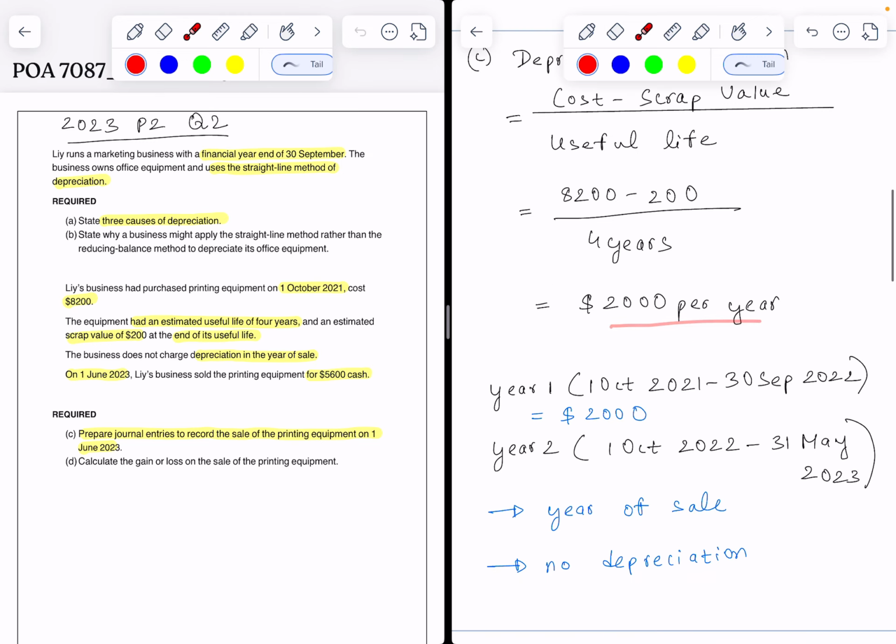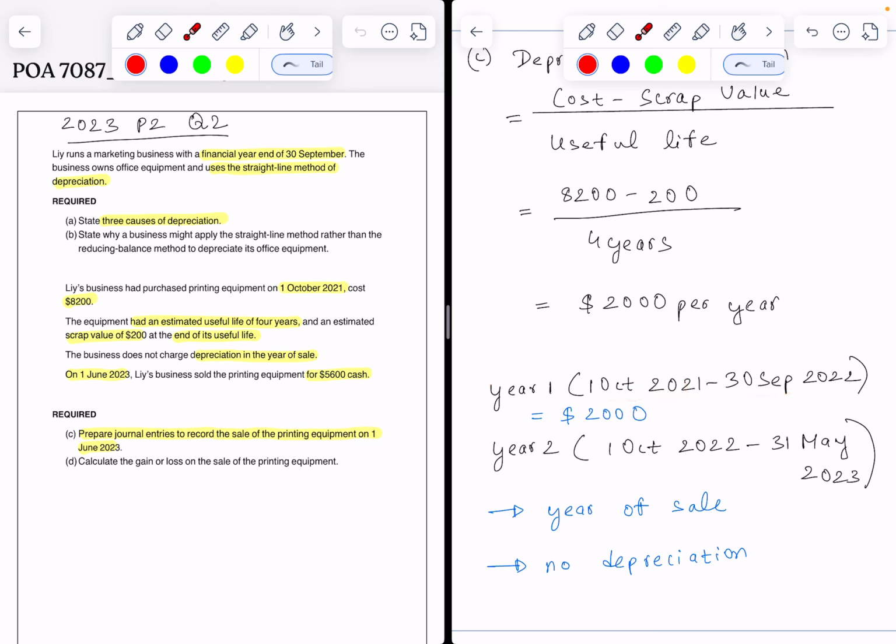So based on the question and all the information we are given, we know the asset was bought on 1 October 2021, which means the first year of usage for this equipment would be from 1 October 2021 until the end of 30 September 2022. And in this first year of usage, the depreciation expense incurred for using this equipment is $2,000 based on our calculations which we have done a while ago.